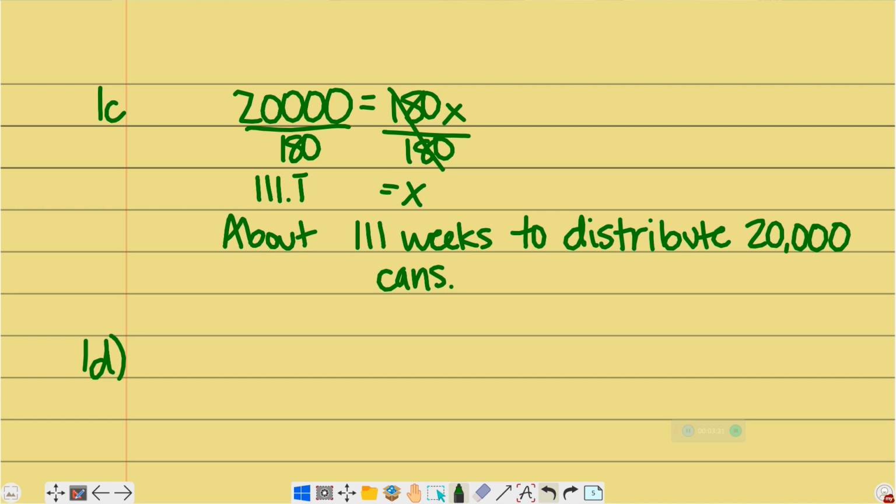1D. The manager had forgotten to record that they had distributed 35,000 cans on January 1st. Write an adjusted linear equation to reflect this forgotten information. We know they distribute 180 cans per week, but now we have to change the initial value, the B, the intercept, to 35,000 because they already started with that many distributed.